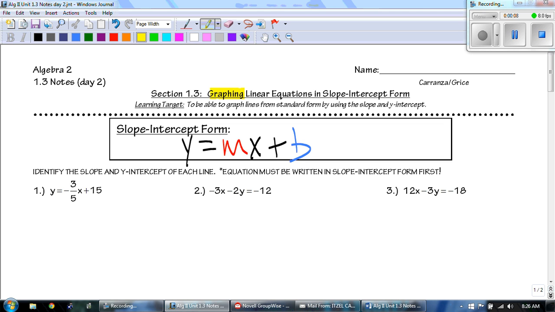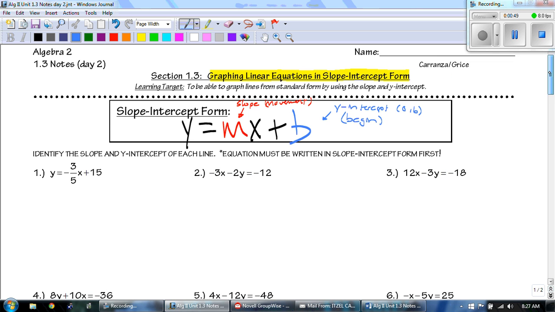Today we're going to be talking about graphing linear equations in slope-intercept form. Our learning target is to be able to graph lines from standard form by using the slope and the y-intercept. So just remember that m is your slope. We've talked about how it's a fraction and it tells us the movement of your graph. Okay? b is your y-intercept. It is a point, (0, b), and this is where we begin our graph on the y-axis.